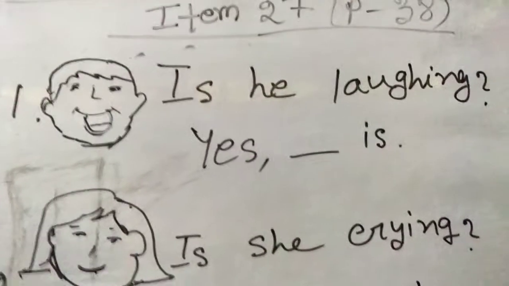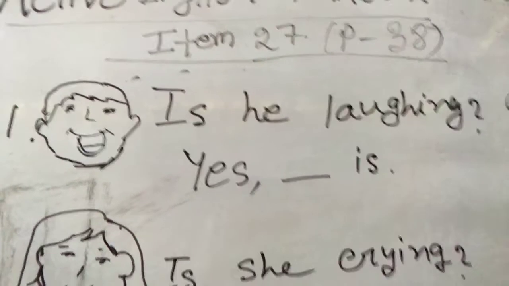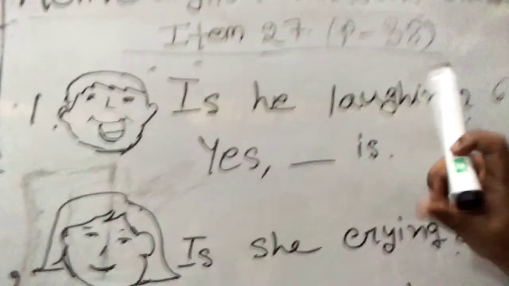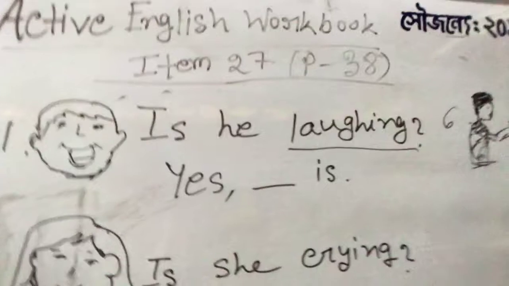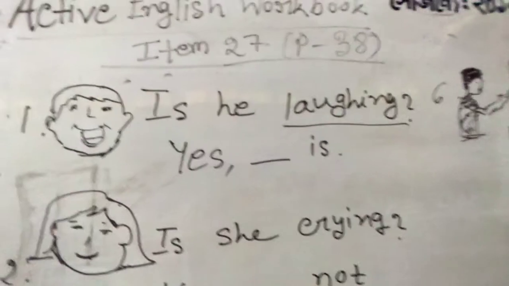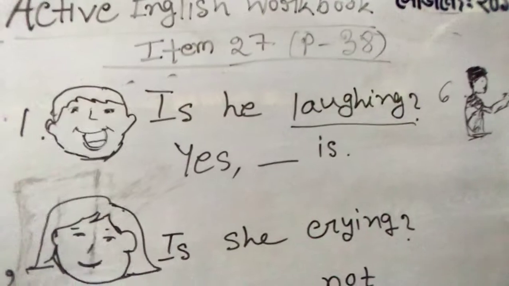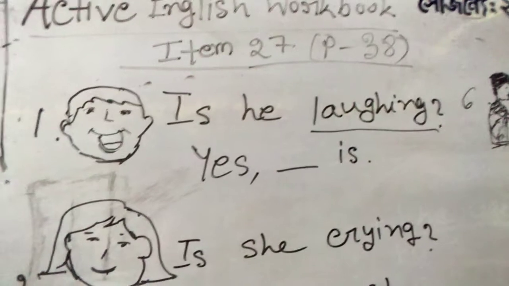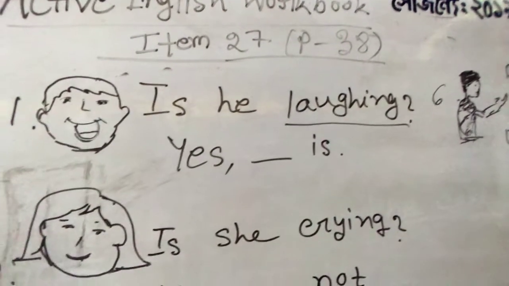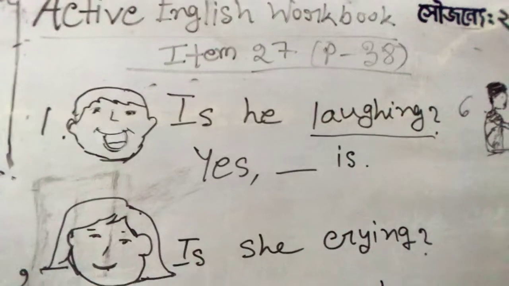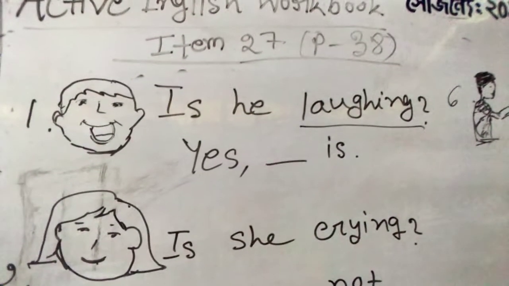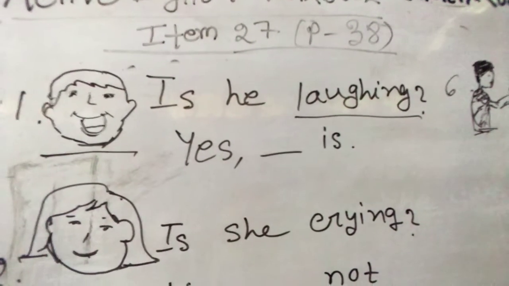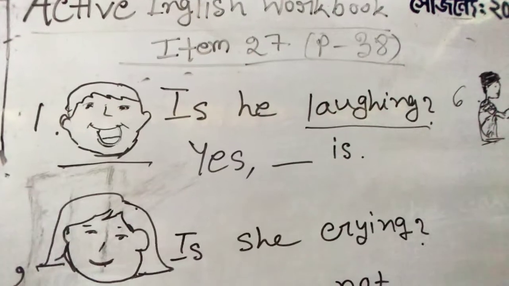Here, it's a very smiling face. We can sense that number 1 is a smiling face of a boy. So the question is, is he laughing? Laughing and smiling are quite similar, though there is a little difference: smiling is without any sound, but laughing is something bursting. They are quite dissimilar, but literally they are the same. So is he smiling? Can you see it? This face is similar to a smiling face. Yes, as he is laughing, we can write yes.